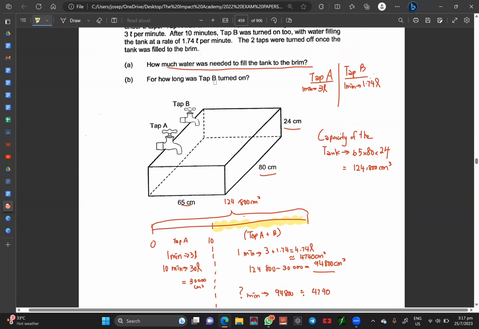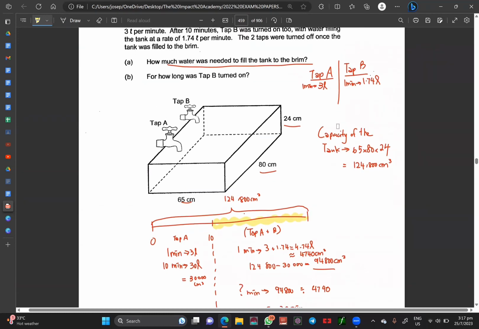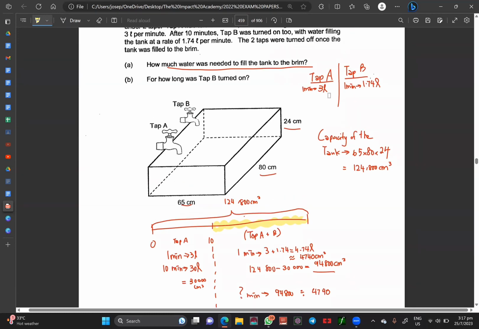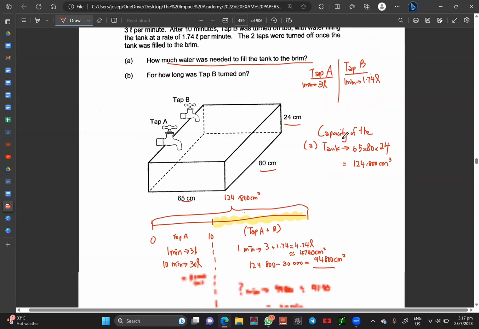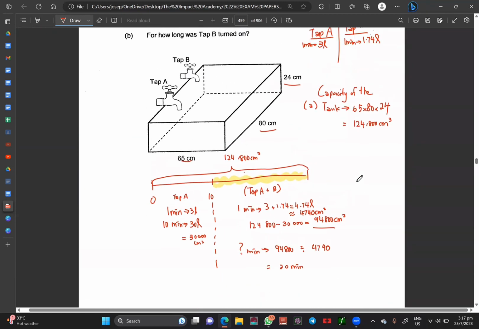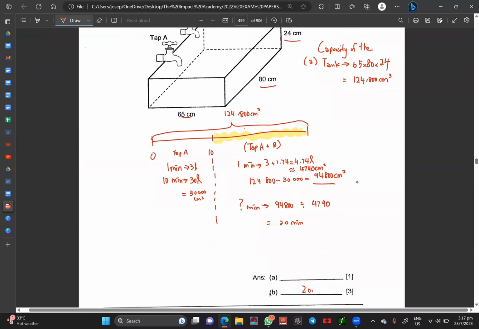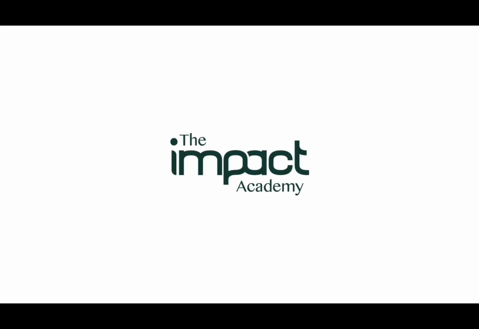Now, the question says, how much water was needed to fill the tank to the brim? Of course, we already got our answer. Then for B, the question asks, how long was tap B turned on? We know that tap B was turned on for 20 minutes. So therefore part B is 20 minutes. The first one is 124,800 centimeter cube.